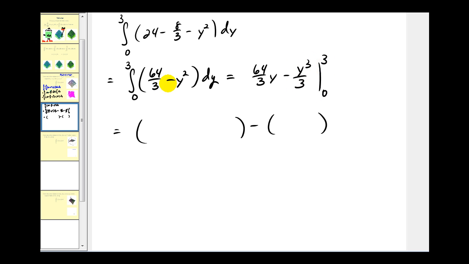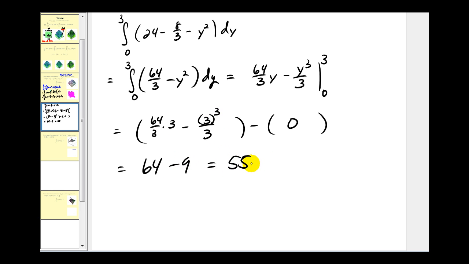Now we'll replace y with 3, and then y with 0, and these will both be 0. So we're going to have 64 here, and this will be minus 9, which gives us 55. And since this represents the volume under that surface on the given region, this would be cubic units.